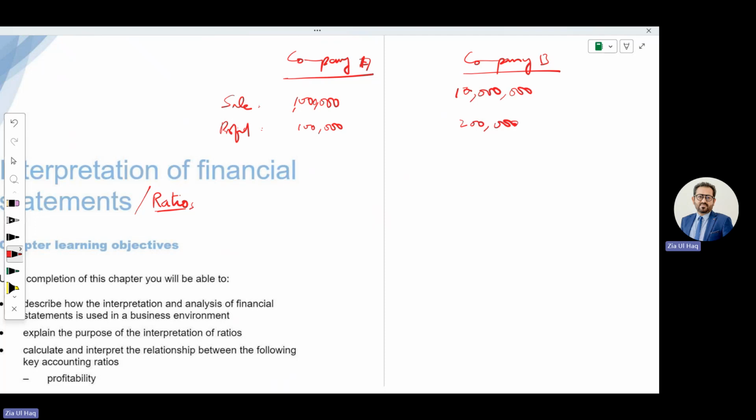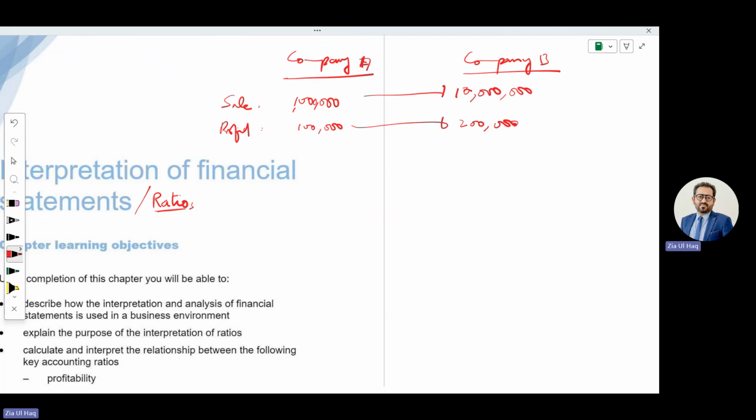Which company performed better, A or B? Company A's sale is just 1 million, while company B's sale is 10 million, but the profit is less. Company A's profit is 100,000. Company B's profit is double that of company A, 200,000. If we just look at the figures, we'll say its sale is higher, its profit is also higher, so it has performed better. But no. Who has performed better?